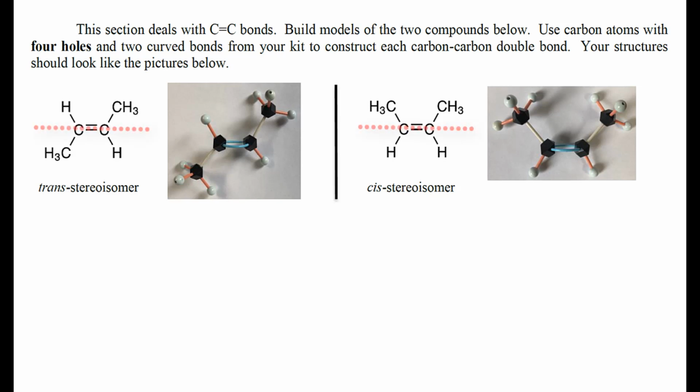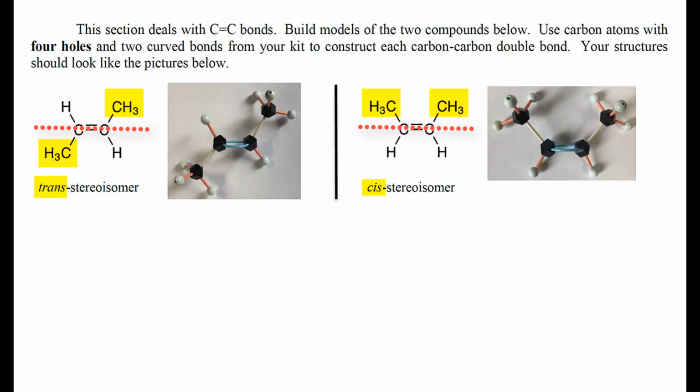Imagine bisecting each one of the carbon-carbon double bonds lengthwise as indicated by the dotted lines in the diagrams. The structure on the left has its CH3 groups on opposite sides of that dotted line. We call this arrangement trans. The structure on the right has the 2 CH3 groups on the same side of the dotted line. We call this arrangement cis.